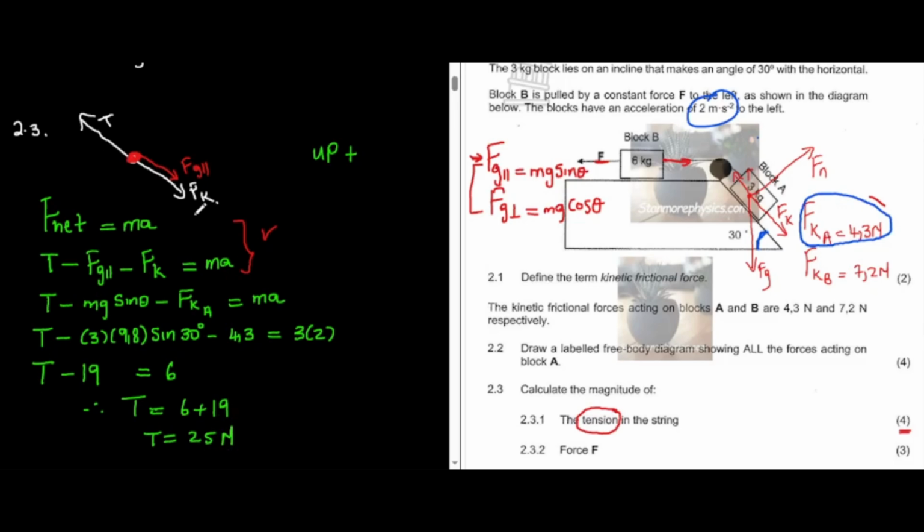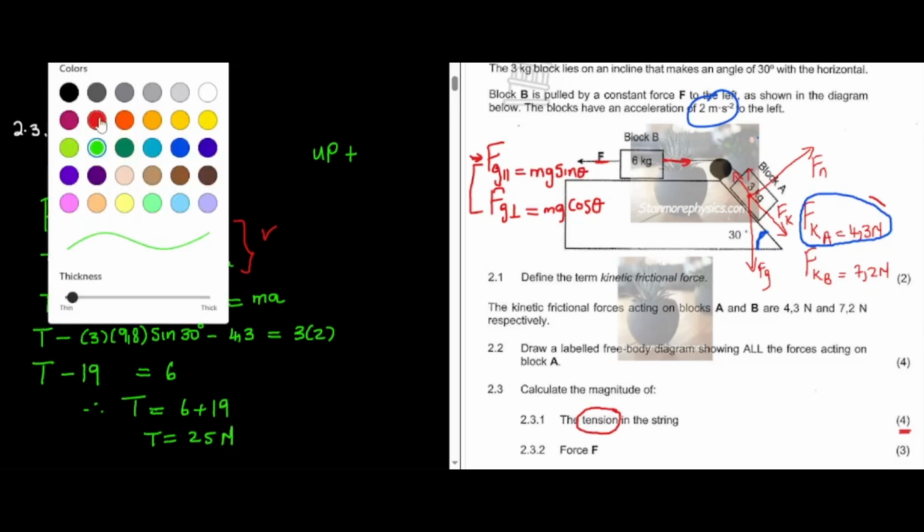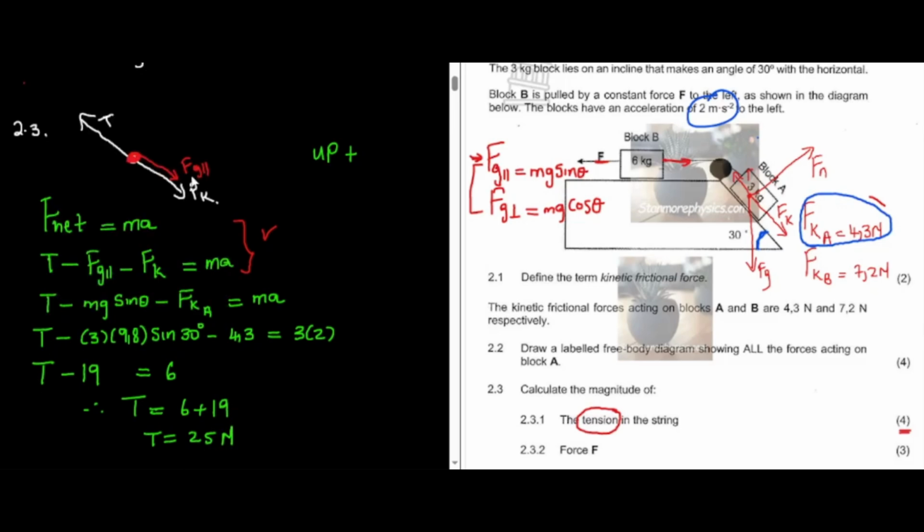So when you have it like that, let's see how many marks you're going to get. How are they going to mark this problem? For this correct substitution here, there's a mark for that, and for substituting the acceleration, there's also a mark, and the final mark will be for finding your tension. That's how easy the question is.